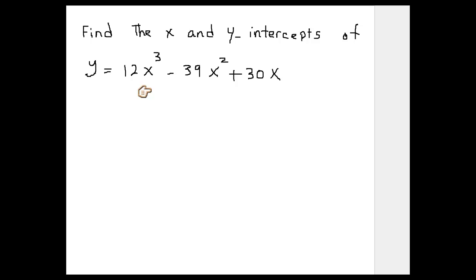Now, to find the x-intercept, you have to let y be equal to 0. To let y be equal to 0, it means we need to write down this equation here and let it be equal to 0 and solve for x. To solve for x, we can factor this.